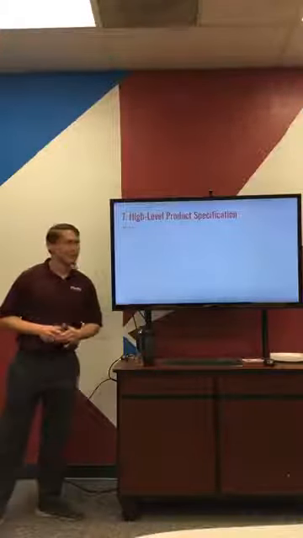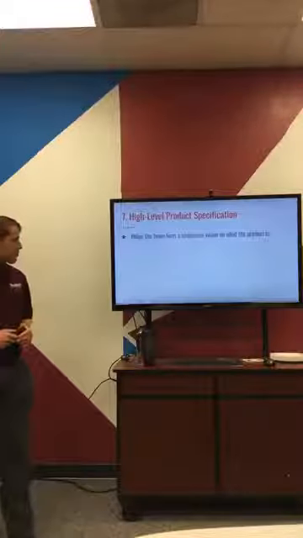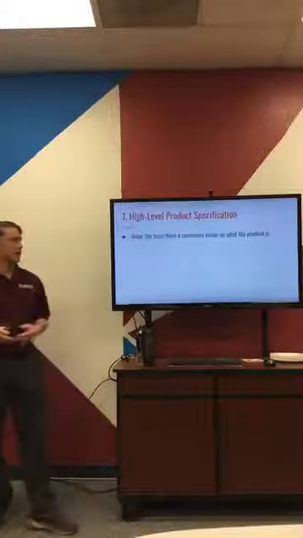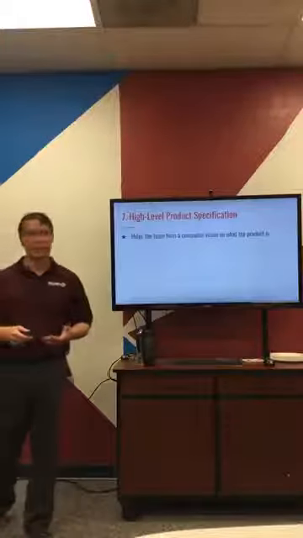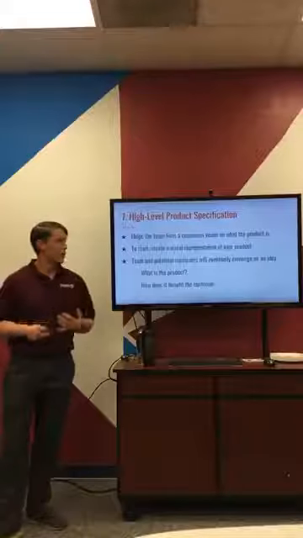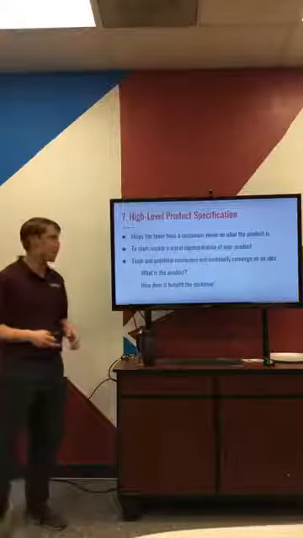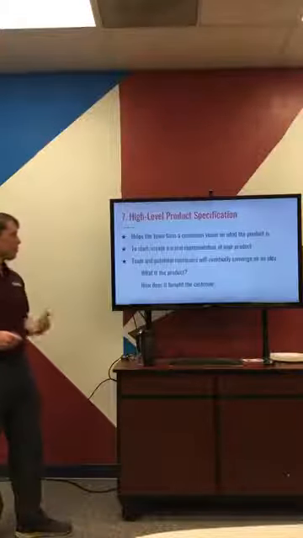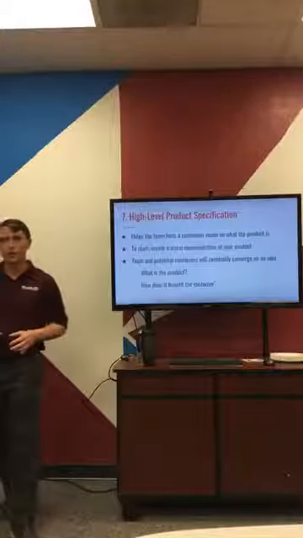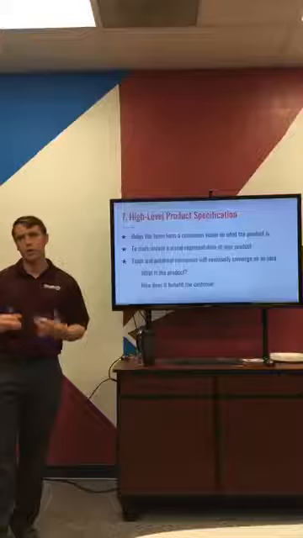The next area that we're going to be discussing is high-level product specification. We do this process to help the team form a consensus vision on what the product or service actually is that you're offering. To start this out, you just want to create some type of visual representation of your product or service. This is going to help the team and potential customers to eventually converge on a single idea that they can agree upon: this is the product, this is the service.